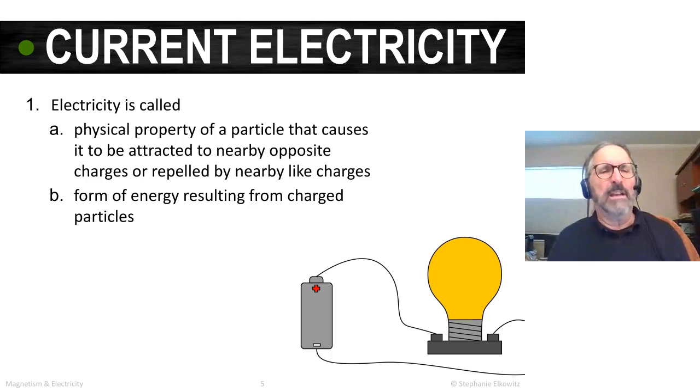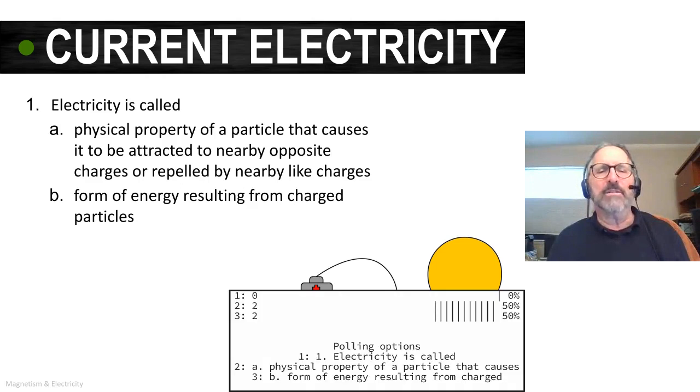All right, so I got 2 people, 3 people. All right. All right, so we're 50-50 chance here. So it is letter B, a form of energy resulting from charged particles.